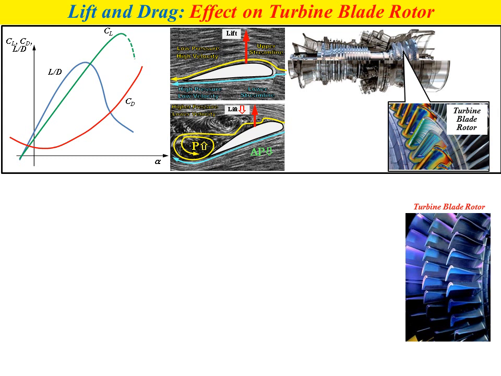Okay, so the figure shows the arrangement of the turbine blade on the turbine rotor. Okay, let's say we set the angle of attack at 0 degree.